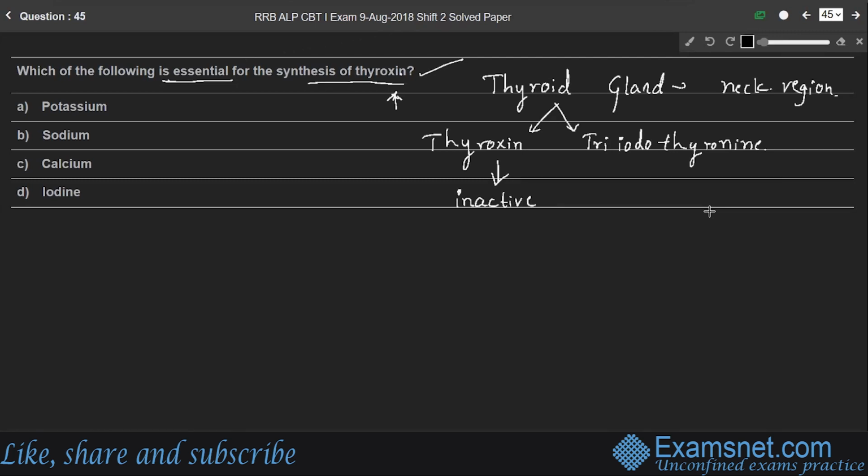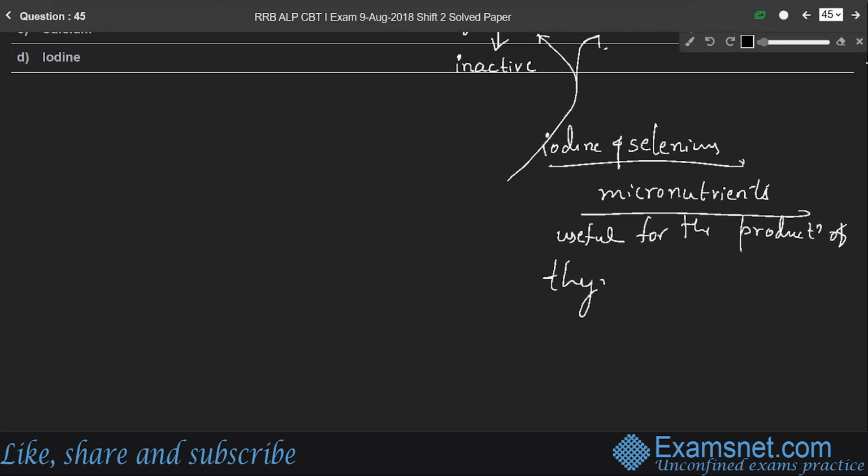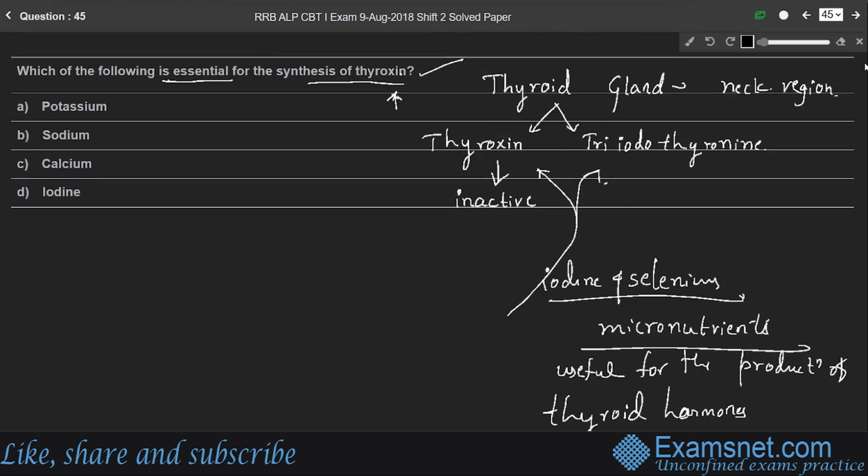Iodine and selenium are the most crucial micronutrients which are important for the production of thyroid hormones, which are thyroxine and triiodothyronine.